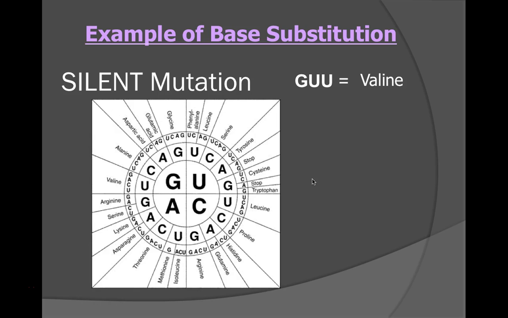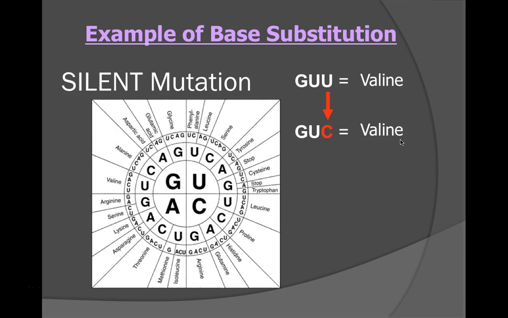So let's take a look at the example that we have here. Let's just say the code is supposed to be GUU, which if we look in our codon wheel is valine. And let's just say there was a substitution for that last U to be a C. If we take a look at our codon wheel, we notice that GUC is also valine. So even though there was a substitution mutation, you just got really lucky and it just happened to be that that mutation coded for the same exact amino acid. So that is a silent mutation.